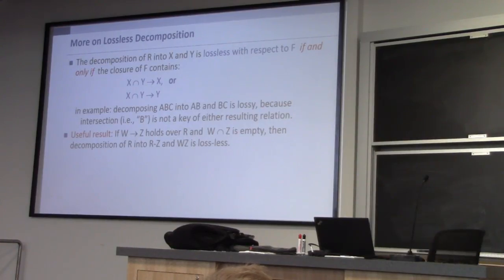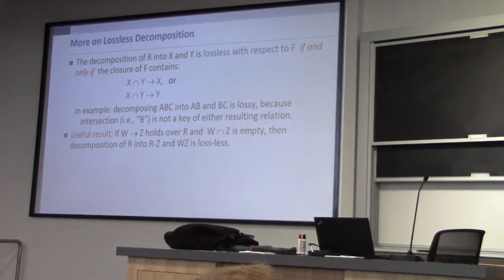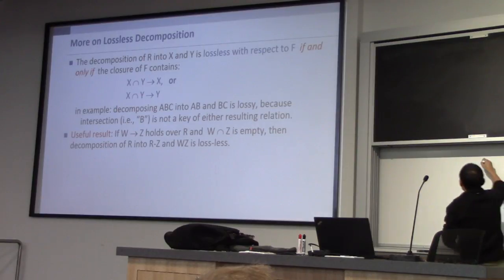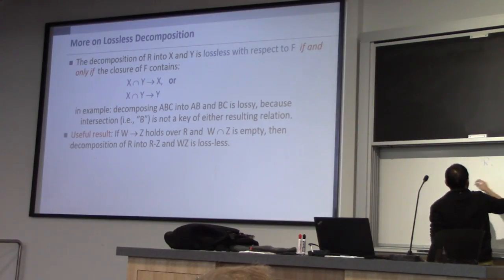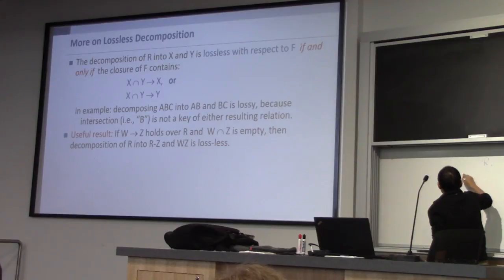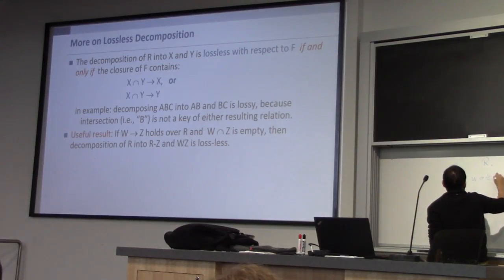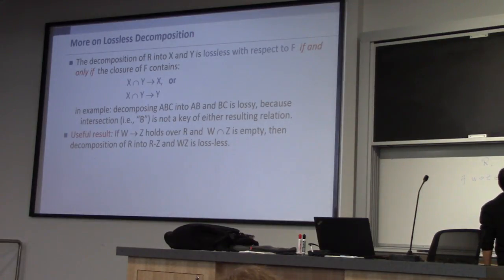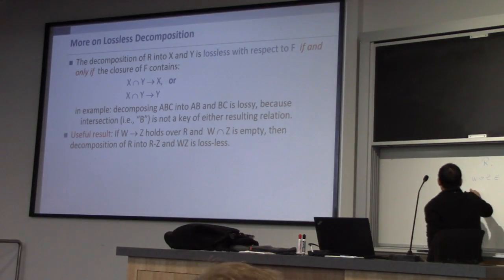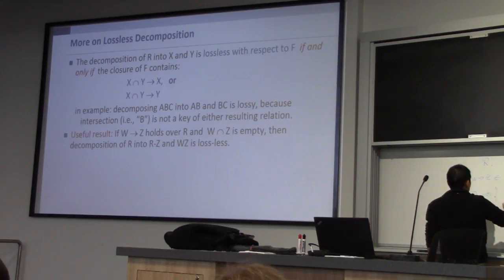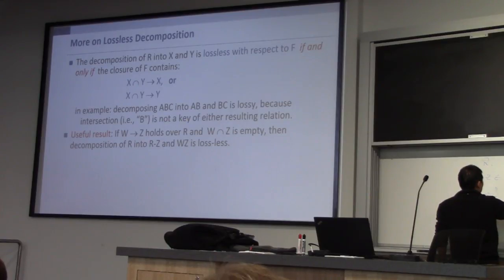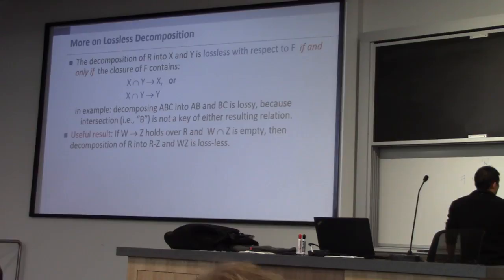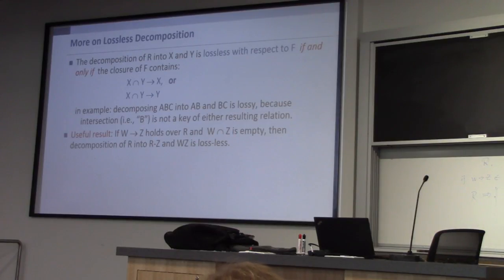the following, basically. So you have R, you have F, and if W determines Z is in F closure, you can decompose R into R1 and R2, where R1 equals R minus Z, and R2 is WZ. And this decomposition is guaranteed to be lossless.